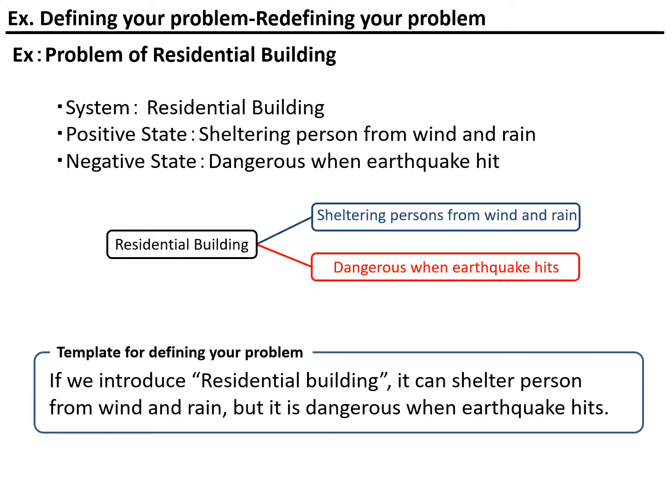By using the template which I have introduced before, this problem could be defined like this: if we introduce a residential building, it can shelter a person from wind and rain, but it is dangerous when an earthquake hits. Nobody would disagree that this is a problem. I would like you to notice that a problem is clearly defined by using three information elements.